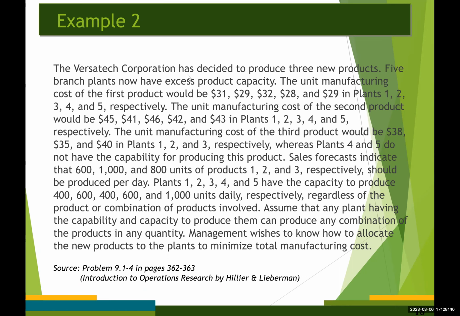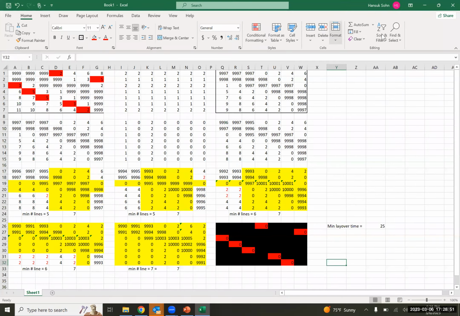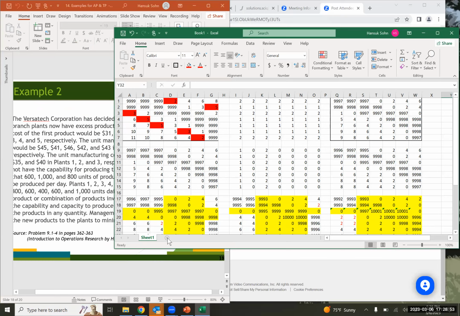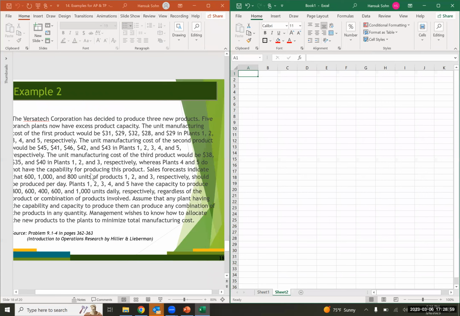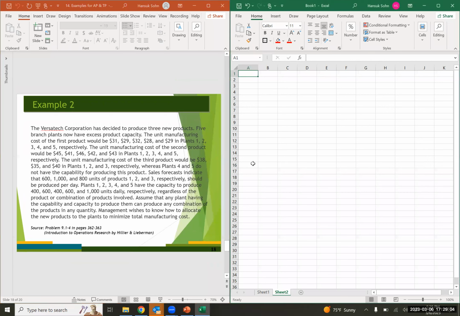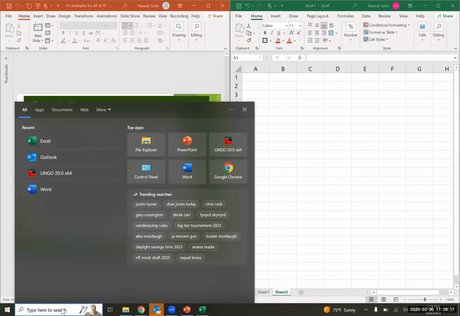So again, I'm going to use an Excel spreadsheet then. Well, probably better to use Microsoft Word.